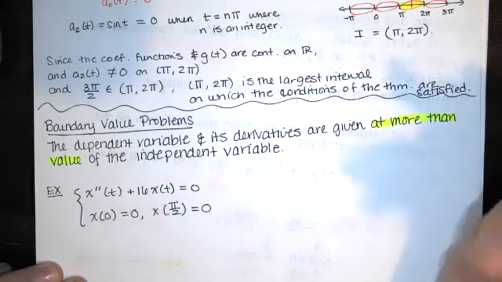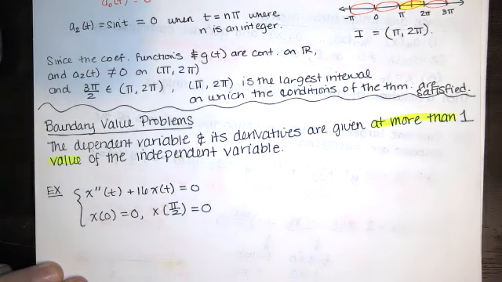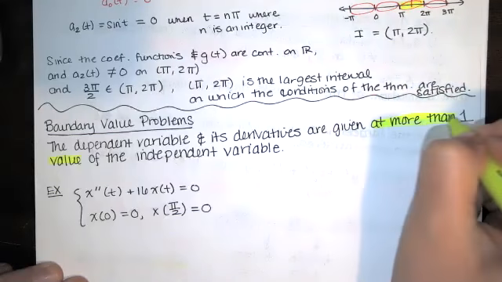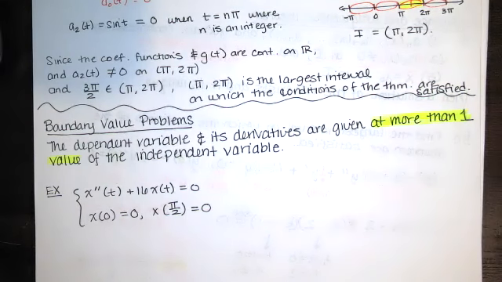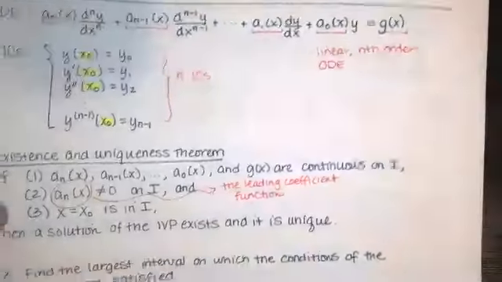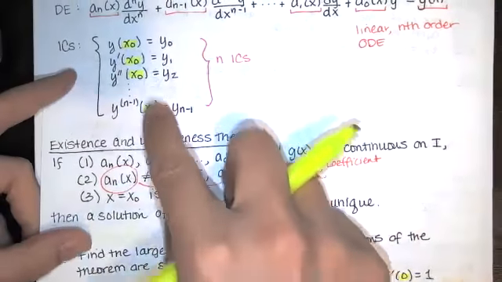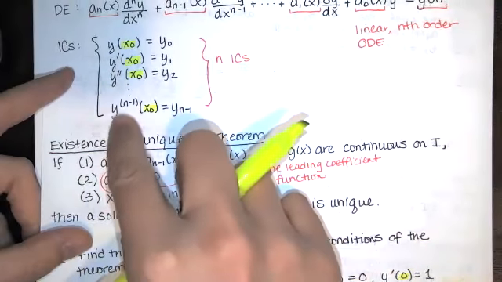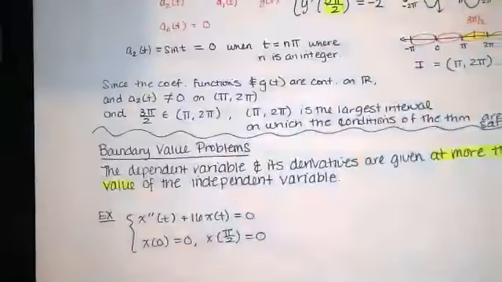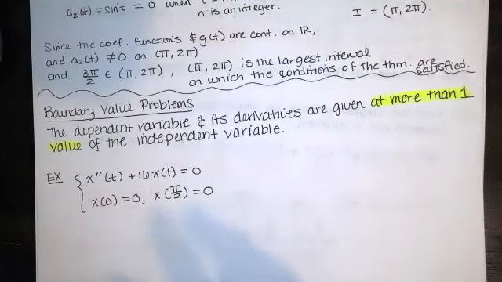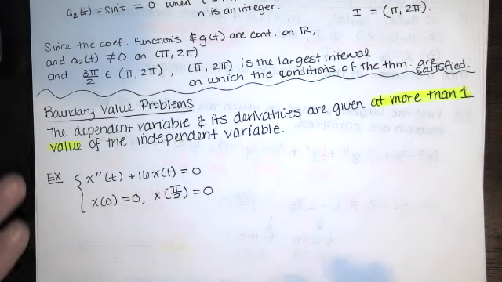value of that independent variable. So here, all of these, y prime, y double prime, all the way up to the n-1th derivative, are all given at x equals x naught. With a boundary value problem, you might have some given at x naught and some given at x sub 1. You might even have linear combinations of those.